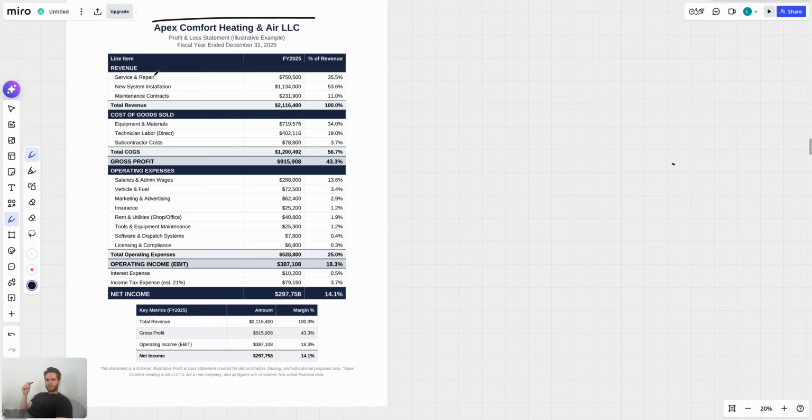So let's just go by the revenue. We've got service and repair, new installation, and maintenance. 35% of revenue is repair, 53% is installation and maintenance contracts. This would be interesting. The first thing it points out to me is, how many people are working inside this business and how is this revenue divided up? Let's just say 53% of the revenue is with the vendor.